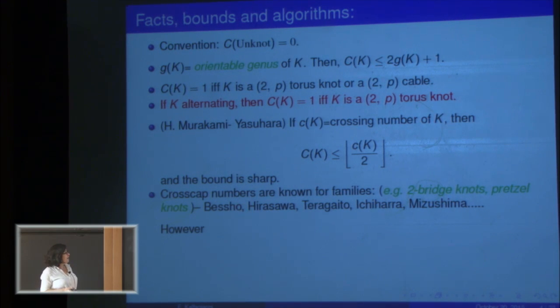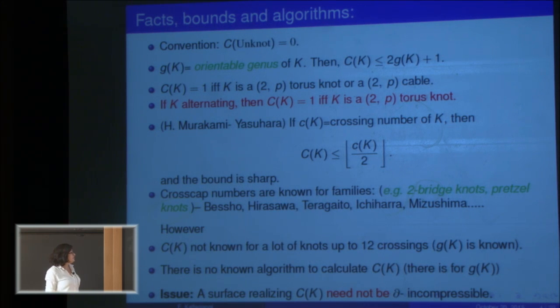And Hitoshi Murakami and Yasuhara gave an upper bound of the crosscap number in terms of the crossing number. So it's the floor function of half the crossing number. And they found that this bound is often sharp. And people have studied families of nodes. For instance, it is known how to calculate the non-oriented genus of several families: 2-bridge nodes, pretzel nodes, and several other families that I might be forgetting now.